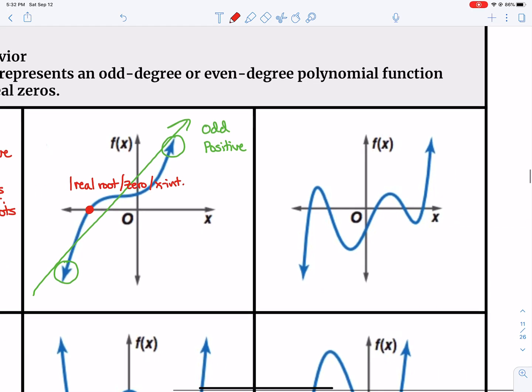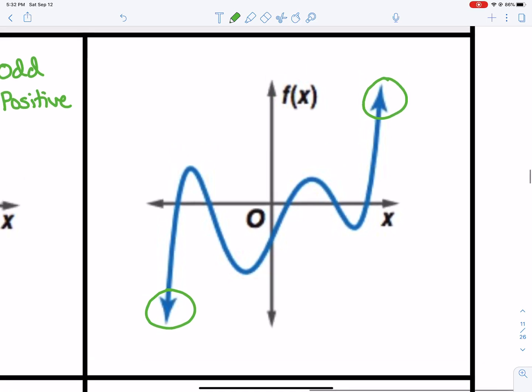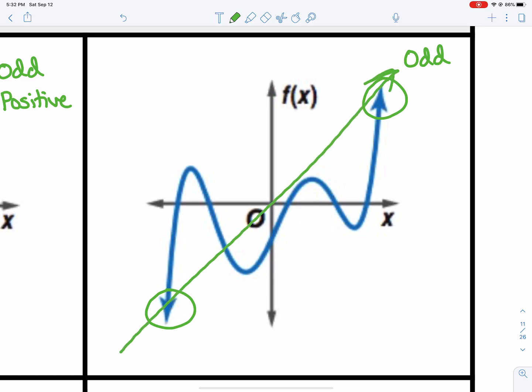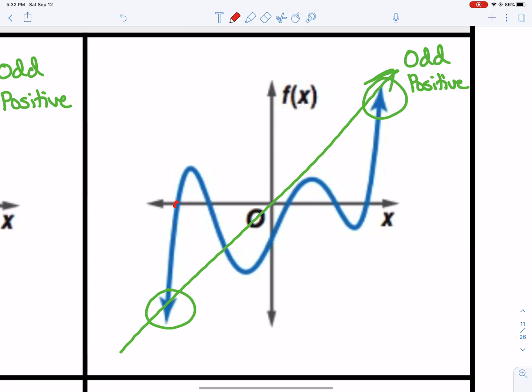Okay, and let's do one more, and then you try a few on your own. So let's try this one. I can tell that this graph is odd because it's behaving differently on the ends. One is going up and one is going down. So it's an odd function. I can tell overall it's going up from left to right, so it is positive. And then we can count the number of x-intercepts to determine the number of real zeros. So we have 1, 2, 3, 4, 5. That's a lot. So 5 real roots, which are zeros, which are x-intercepts.